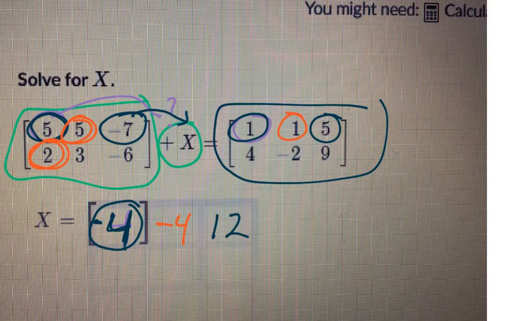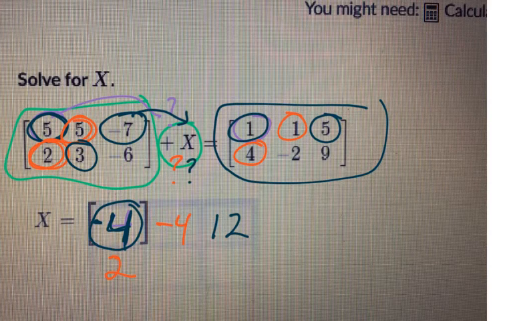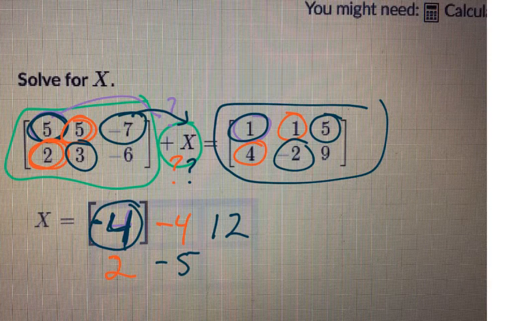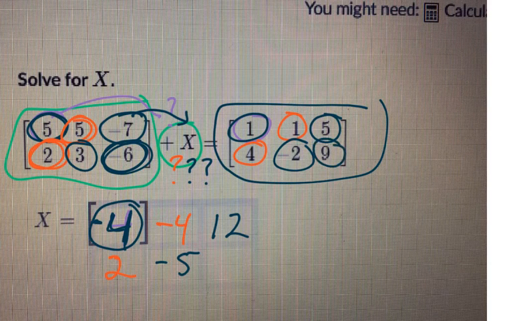The bottom left number is 2. What do I add in here to give me 4? That's just a 2. Let's do the next one. I have a 3 here. What do I add in here that could give me negative 2? If you think carefully, that's got to be a negative 5. Finally, negative 6. What do I add in here that's going to give me a 9?